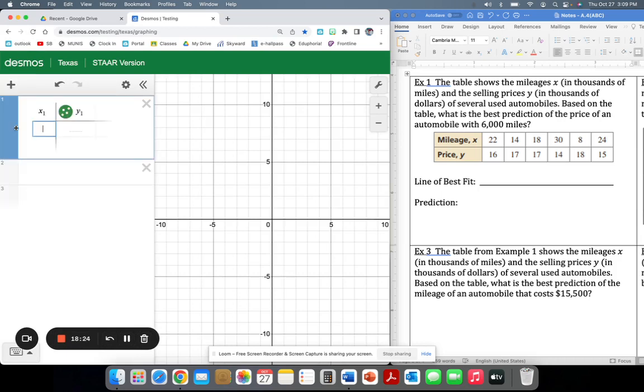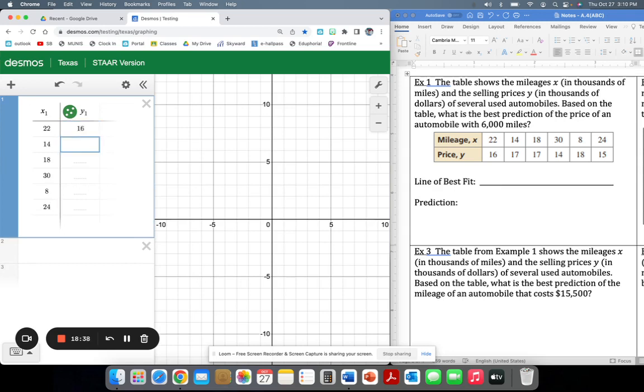Click on plus, enter the table. X is mileage, so 22, 14, 18, 30, 8, 24. Remember, they're in thousands. 16, 17, 17, 14, 18, 15.